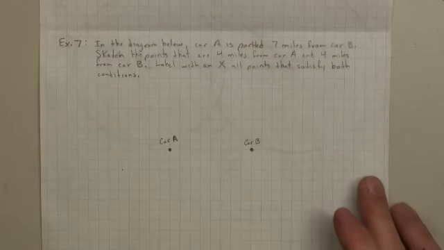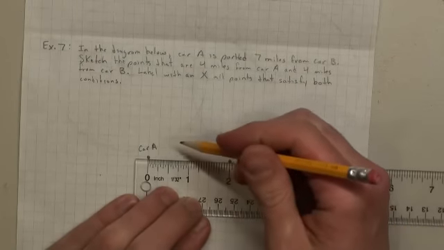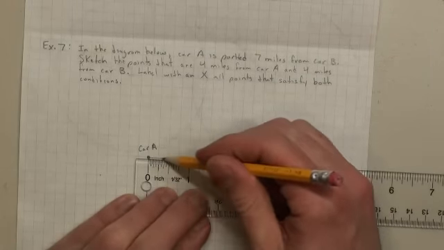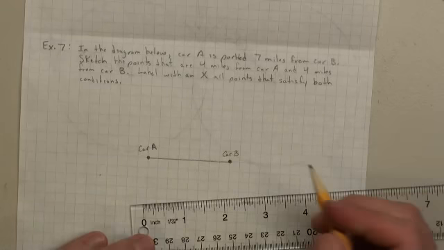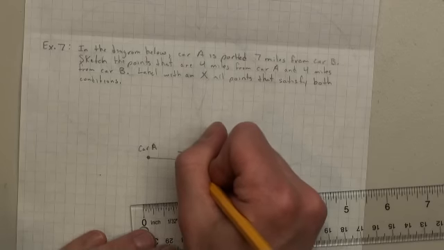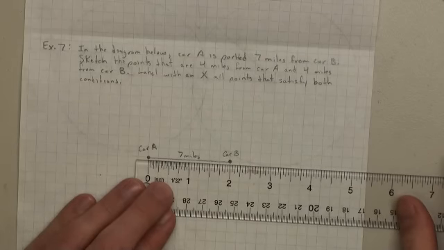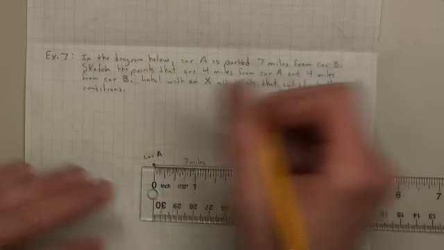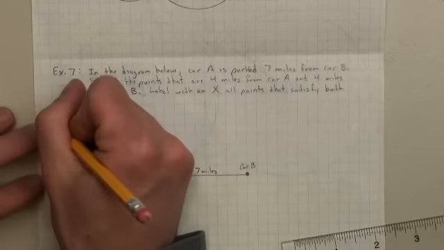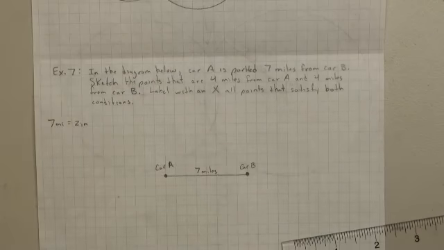It's a little bit trickier. So they give us this diagram already made. Alright? And they have this distance here labeled as, well, they don't label it, but the distance they say is 7 miles. Well, according to my diagram, 7 miles is equal to 2 inches. So let's put this down. 7 miles equals 2 inches.